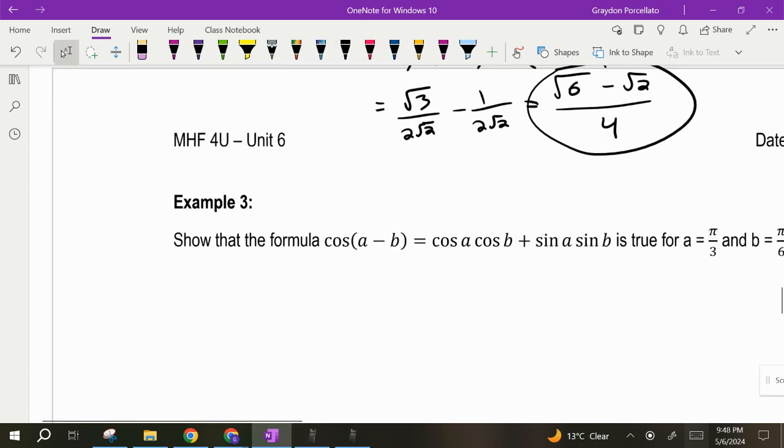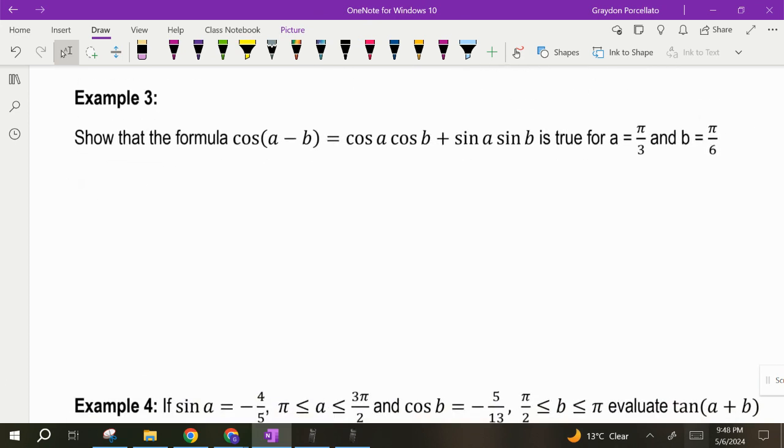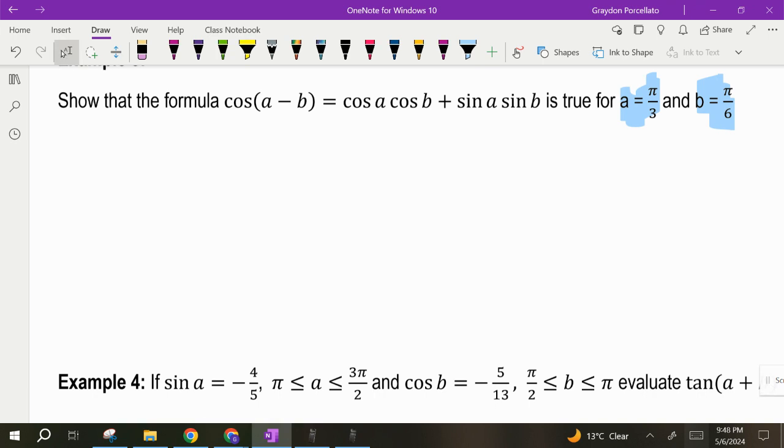Okay. Example number 3. Show that the formula cos A minus B is equal to cos A cos B plus sine A sine B is true when A is pi over 3 and B is pi over 6. So let's try this out, okay? In this one, I'm going to strictly do left side versus right side. So that's how I'm going to do this one.